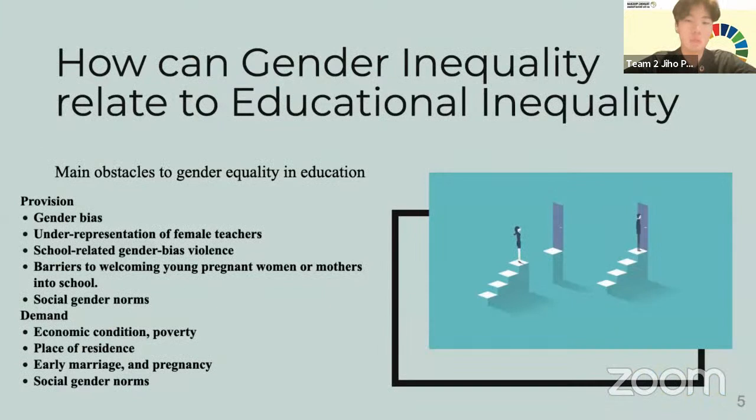Now, how can we relate gender inequality to educational inequality? When discussing gender inequality in education, we first consider the barriers to schooling for girls and young women. And for a good reason, 3/4 of the children at risk of never going to school are girls. Yet disparities exist in other dimensions of education, sometimes to the detriment of boys.